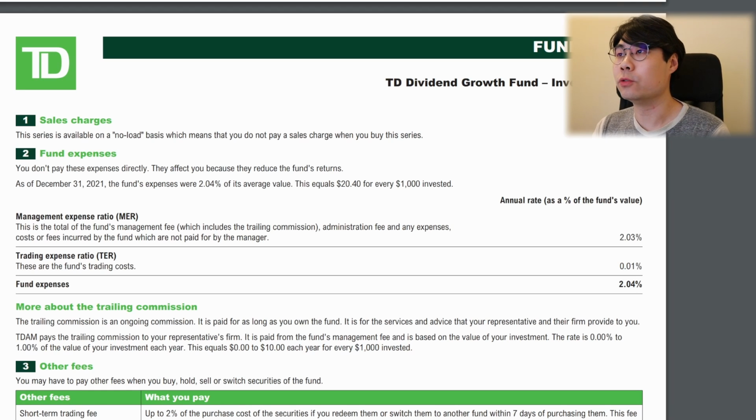I'll be going through two Canadian mutual funds and one US-based. And the first one is TD. It is a bank, and like many banks, it has mutual funds as well that are available for purchase. I am nowhere encouraging anyone to purchase any of these funds.